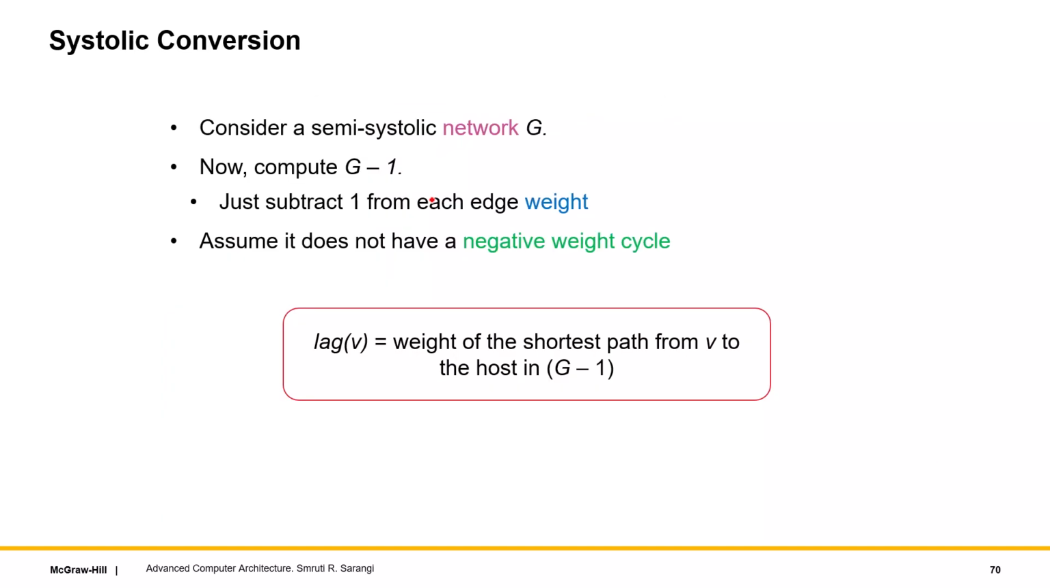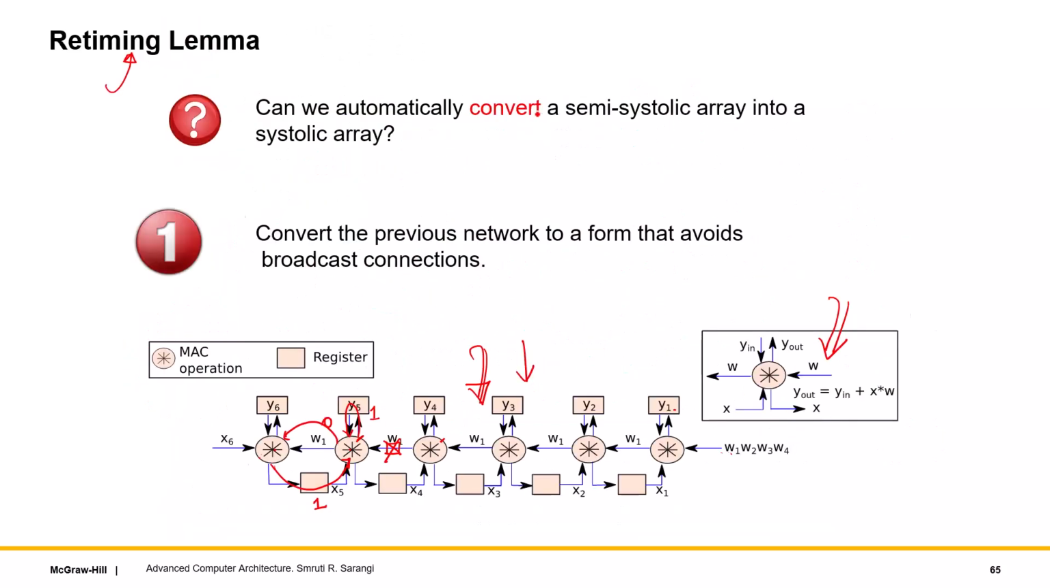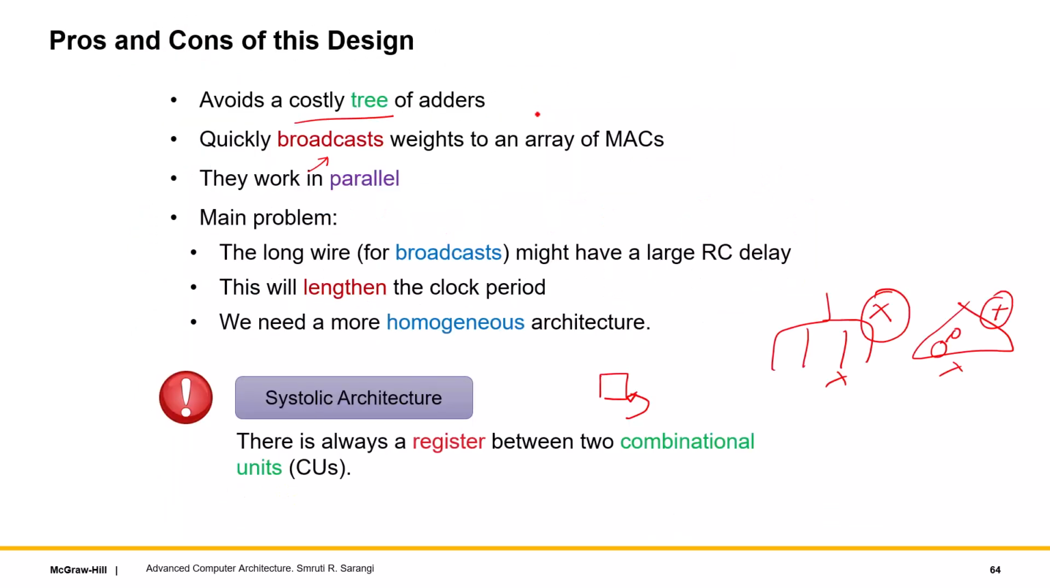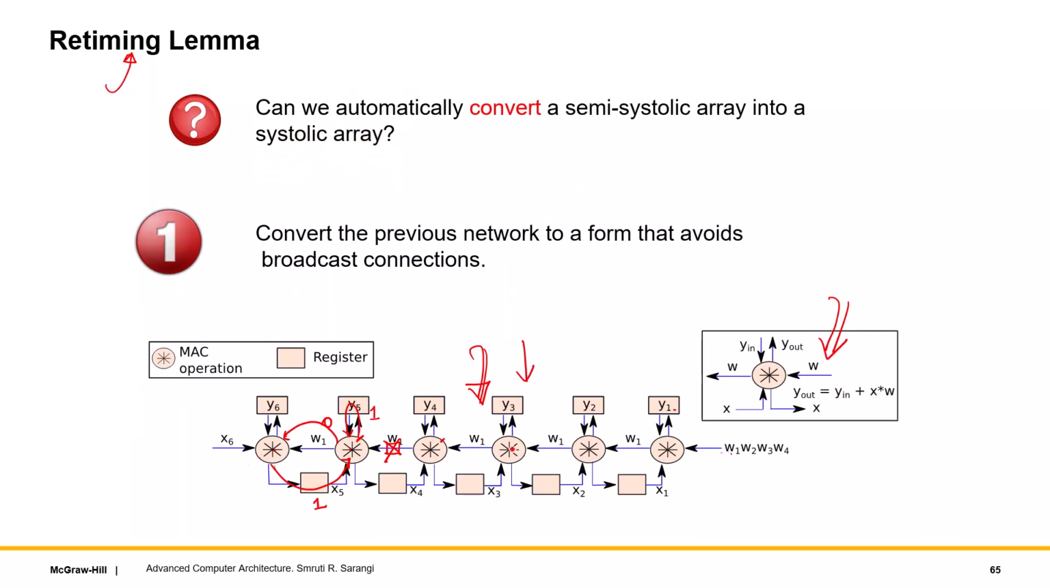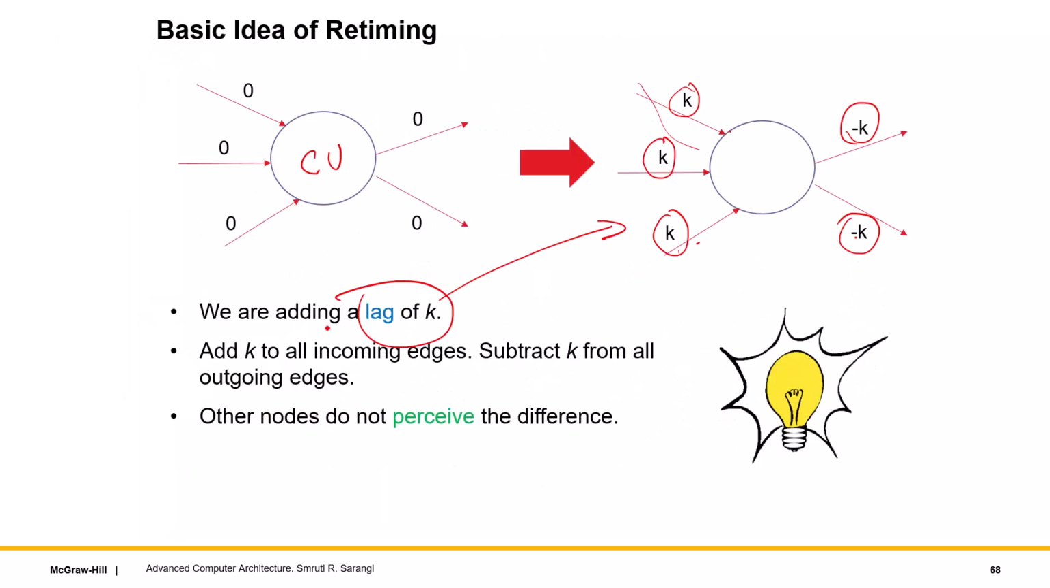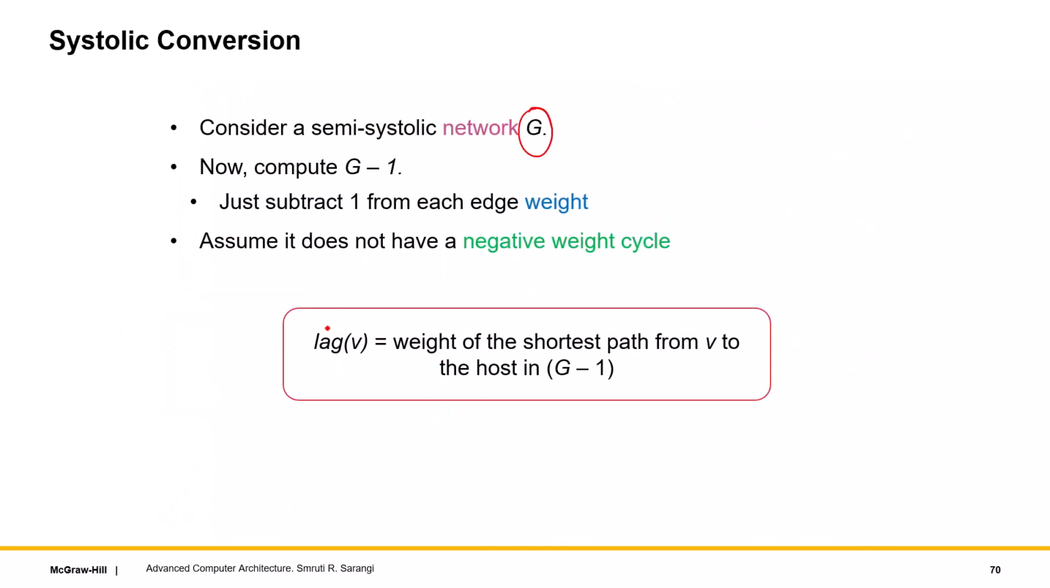Hang on to it. So here are the steps to convert a semi-systolic network, which is the type that we have seen, into a systolic network. First we had an approximate network which was like this, with broadcast connections. We converted it to something like this, which is the same thing, still semi-systolic, but we just added the combinational units where the weights pass through. Easier to convert. We converted this to a graph, which would look like this. We added a dummy host node. And then finally we did some proving of some simple theorems.